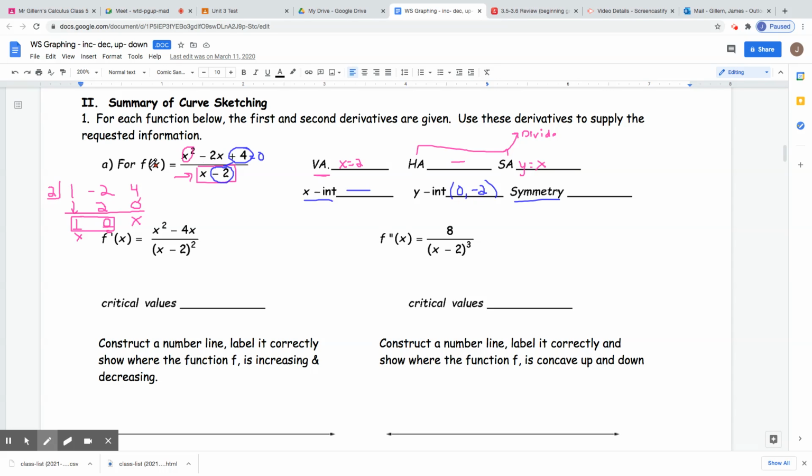Symmetry. Remember, for symmetry we put in -x. If I put in -x and I square it, -2 times -2 plus 4, I can tell by looking at this it's going to be neither, because I can look at the bottom and I'm going to get -x minus 2. And right away, I see one of them changed, one of them didn't.